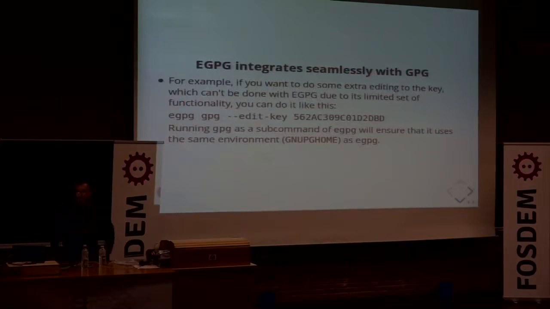For example, if you want to do some extra editing to the key, which can't be done with eGPG due to its limited set of functionality, you can do it like this: eGPG and then gpg, and then the rest is GPG options and commands. So GPG is executed as a subcommand of eGPG, and this ensures that it uses the same environment, which is the GnuPG home, as eGPG. So the command that is executed actually is GPG, but it uses the environment of eGPG.